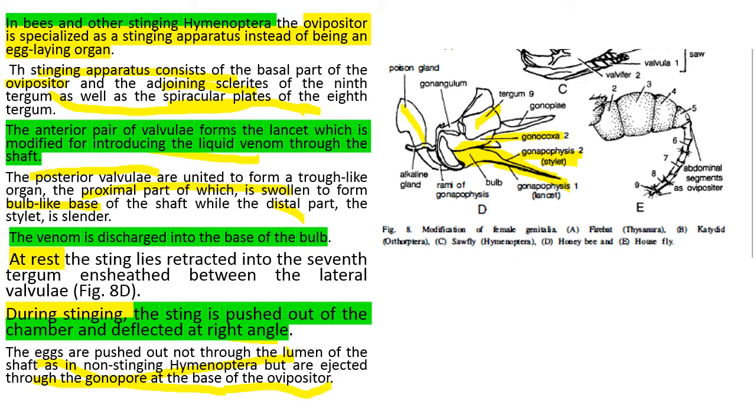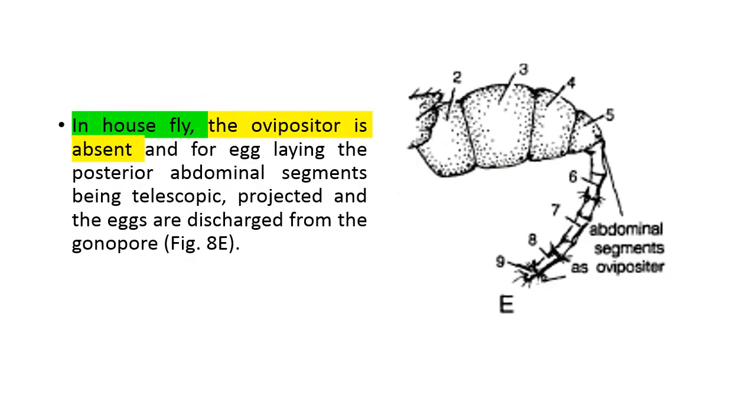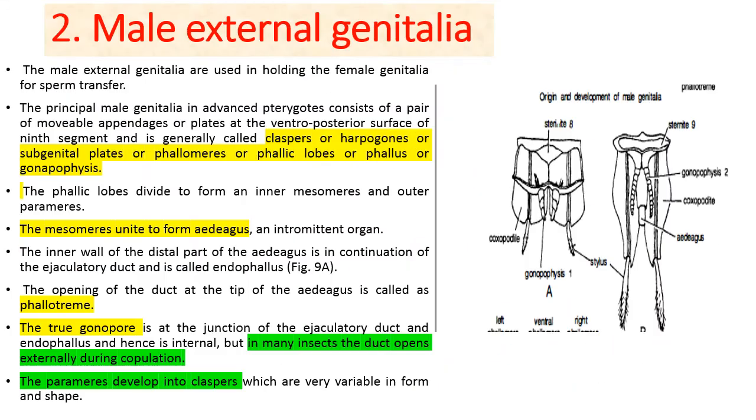Next, in case of houseflies, as you generally see houseflies in your homes, the ovipositor is absent. The ovipositor is totally absent, and for egg laying, the posterior abdominal segments are telescopic, as you can see, and they are projected, so the eggs are discharged from the gonopore. So these abdominal segments behave as an ovipositor. So these are the variations in Hymenopterans. Now we come to the male external genitalia.